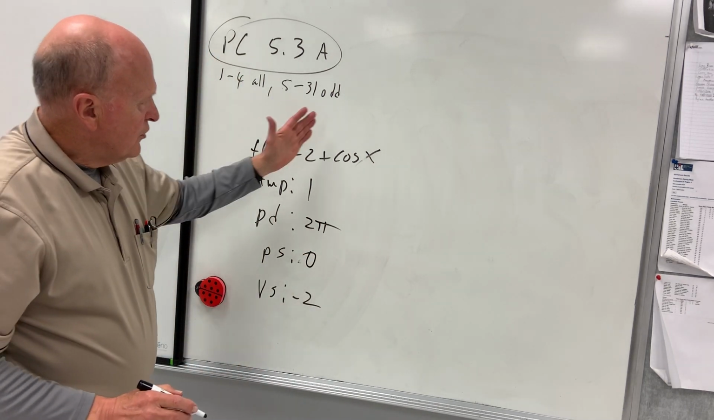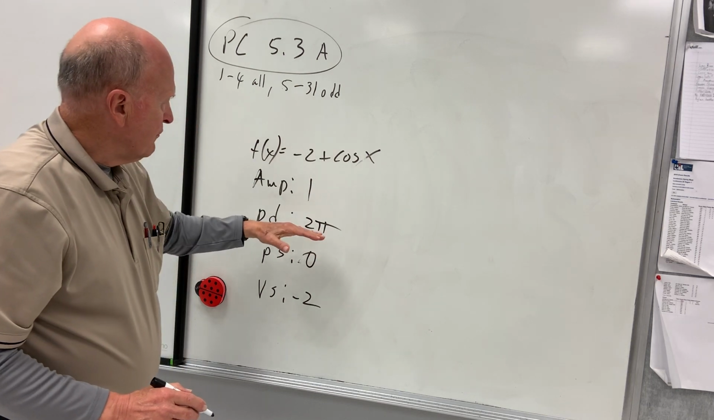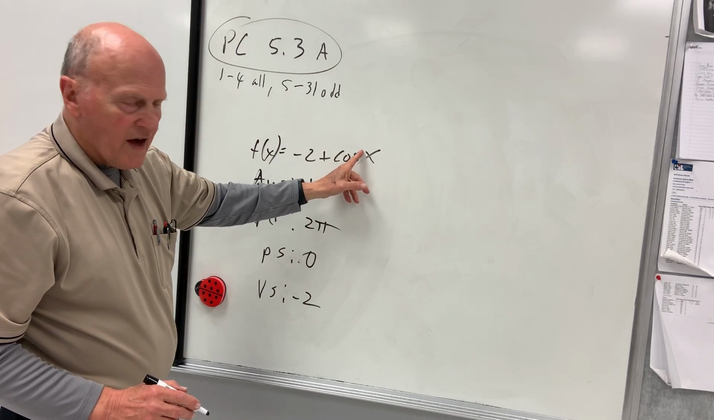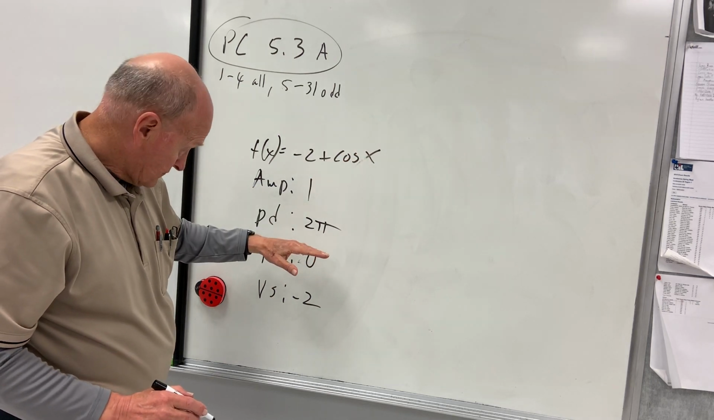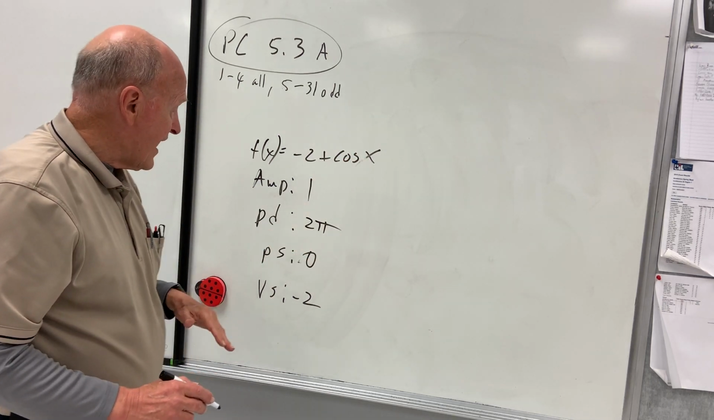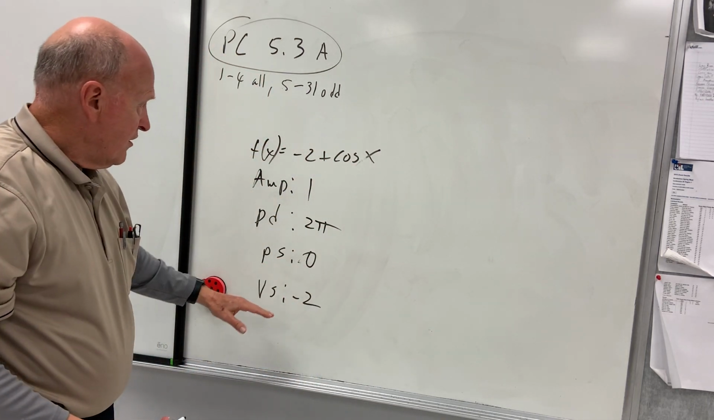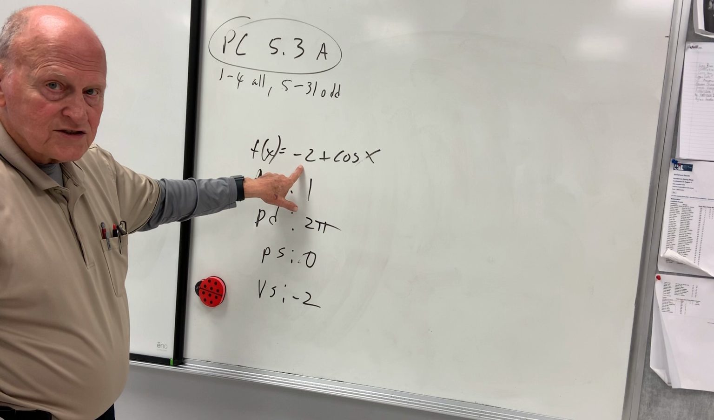How do we get the amplitude? Well, the number in front of cosine is 1. How do we get the period? The period of cosine is 2 pi. We divided 2 pi by the coefficient of x. In other words, we divided by 1. 2 pi divided by 1 is 2 pi. Phase shift, there's nothing out here with the x, so there's no phase shift. Vertical shift, I've got a -2 by itself.